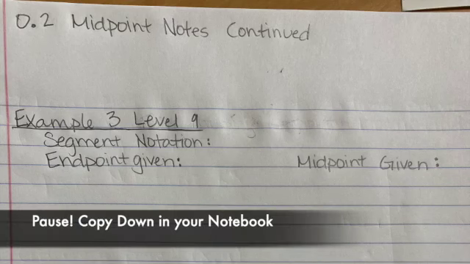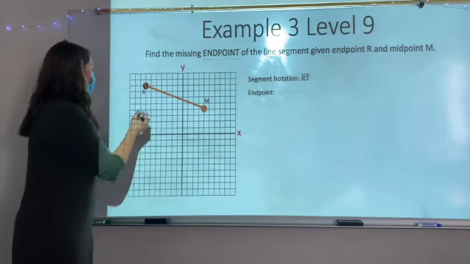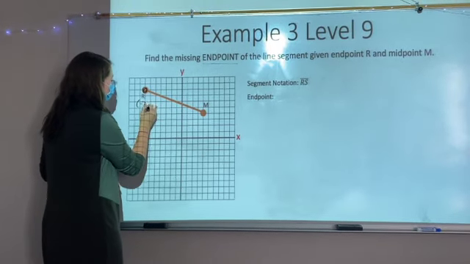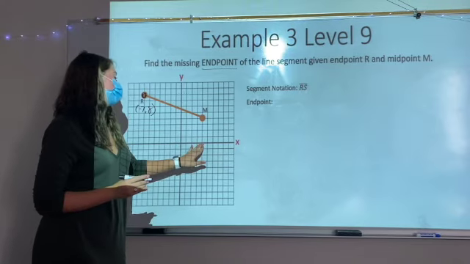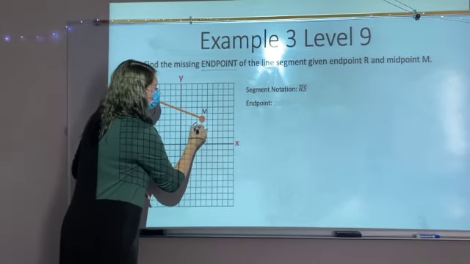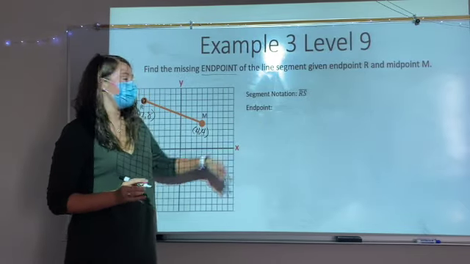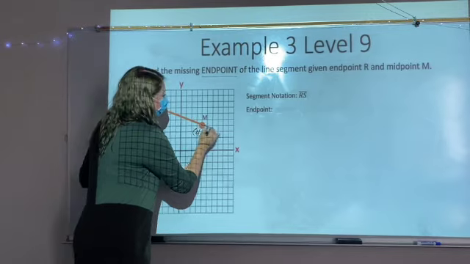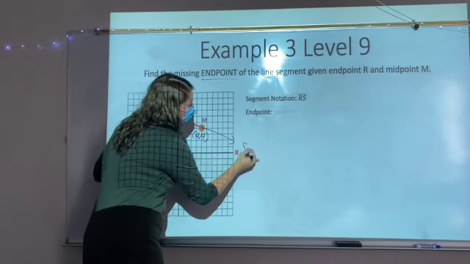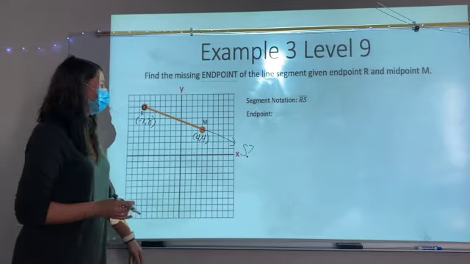If you guys ran out of room on that page, like me, go ahead and flip to the next page and write down example 3, level 9. So we know that my endpoint R is back here at -7, 8, so I'm going to go ahead and label that. My midpoint M is over here at 4, 4, so I'm going to go ahead and label that as 4, 4. And we know because of my segment notation that I'm going to have another endpoint S over here. So I'm going to go ahead and draw an arrow because I know that my other endpoint S is going to be somewhere in this vicinity.